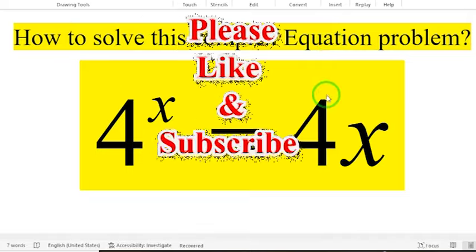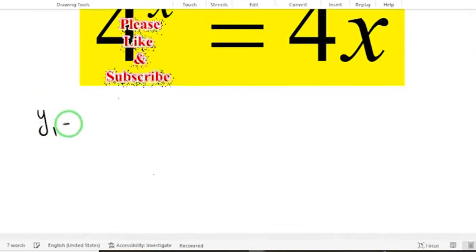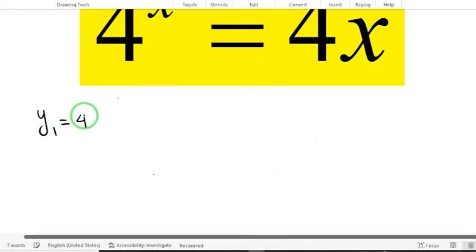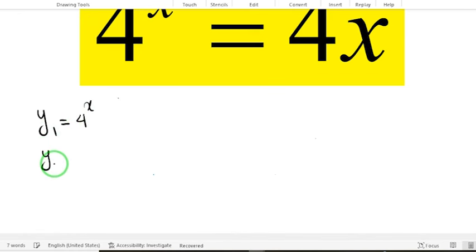a function. For example, we take y1 is equal to 4 to the power of x, y2 is equal to 4x. The first one is an exponential function, it grows exponentially, and the second one is a linear function, it grows linearly. So the solution of this equation is actually the intersection point of the two functions.